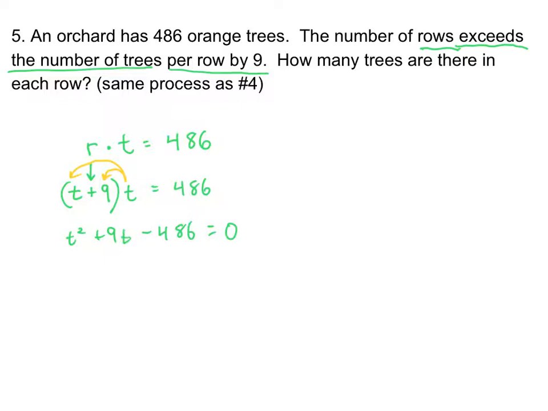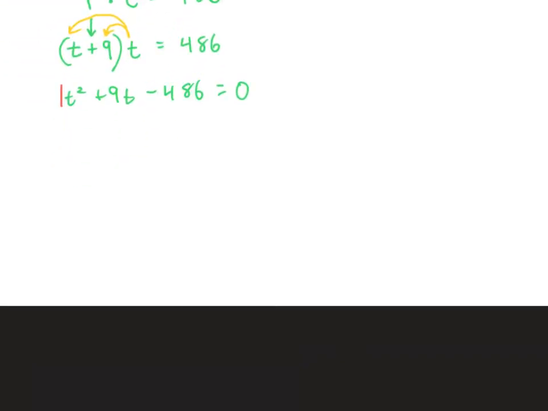It might be possible to factor this, but just for practice sake, we'll go ahead and do this with the quadratic formula, just in case you're more comfortable with that. Quadratic formula: negative b plus or minus square root of b squared minus 4ac all over 2a.